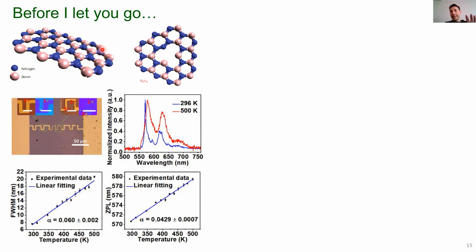Now, like in diamond, these materials contain defects that emit light. And like in diamond, we can do measurements that, for example, help us measuring temperature. So in this case, as you can see, the fluorescence profile of this emitter changes dramatically as the temperature changes. And like in many other color centers in diamond, we can monitor, for example, the full width at half maximum of the line width or the position of the line.